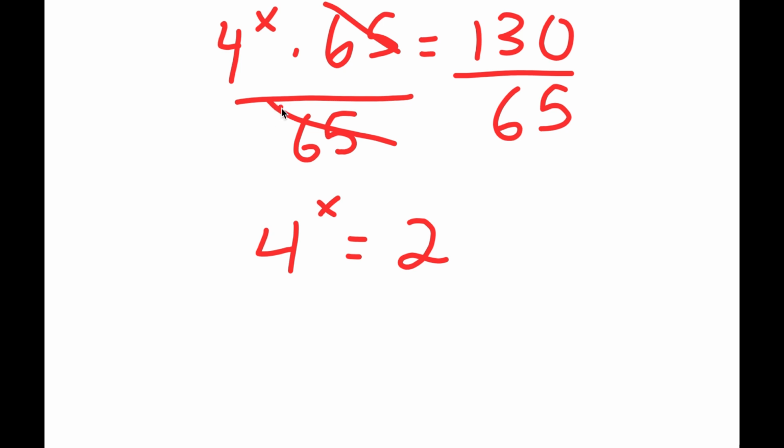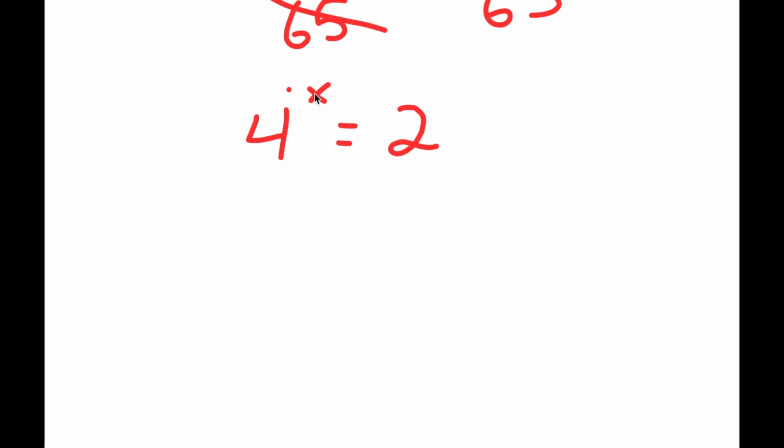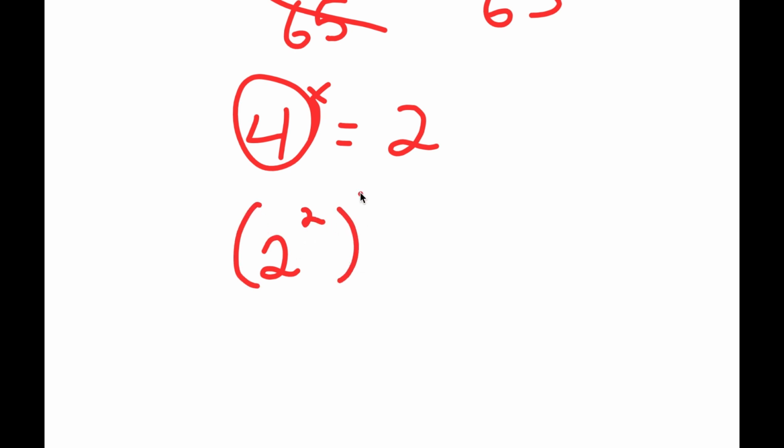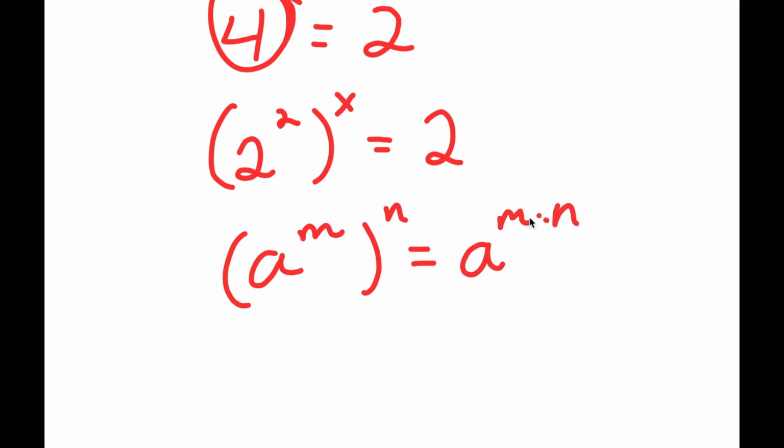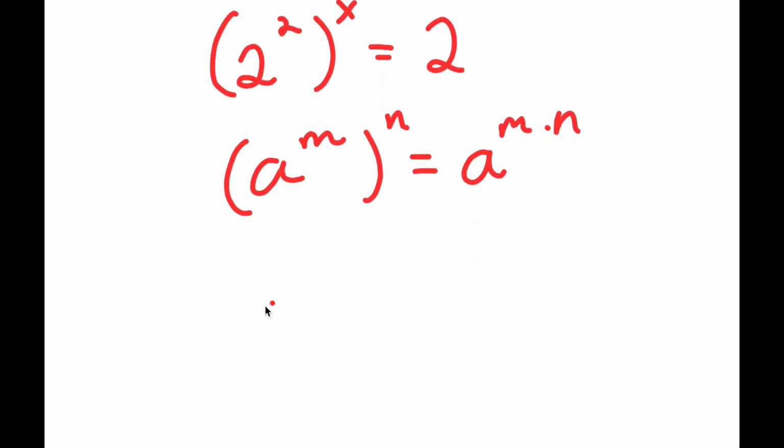And from here, to solve this, I'm going to first rewrite 4 as 2 squared. So I have 2 squared to the power of x is equal to 2. And if I have something in the form a to the power of m to the power of n, this is equal to a to the power of m times n. So 2 to the power of 2x, that's going to equal 2 to the power of 2 times x, which is simply 2x, is equal to 2.